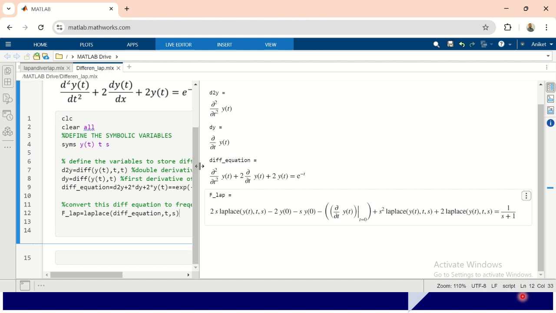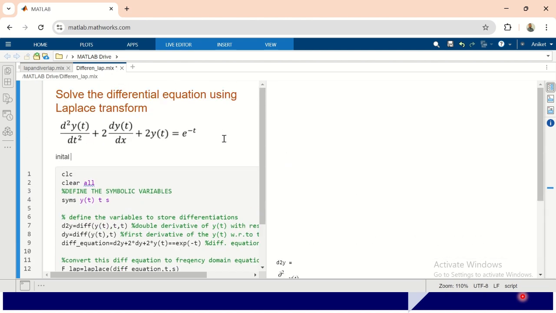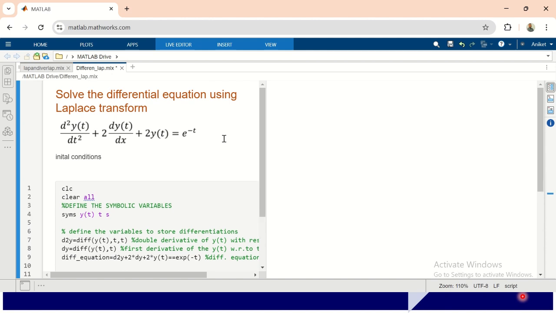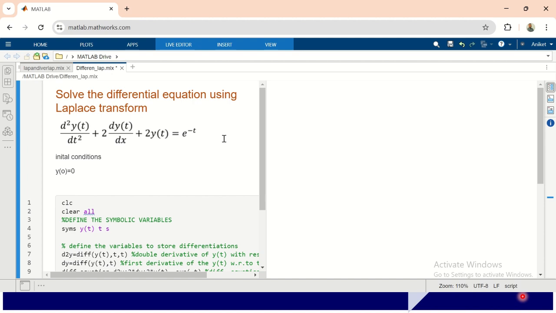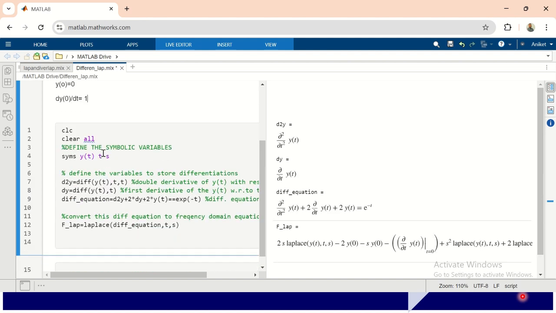I forgot one thing, that we have to define the initial conditions. I'll write the initial conditions here. So y of 0: at time t equal to 0, the value of y is equal to 0. And this is dy by dt. This is an image, I cannot change it, sorry for that. Now dy of 0 divided by dt, that is the first derivative of y with respect to t at time t equal to 0, is 1. So these are the initial conditions.